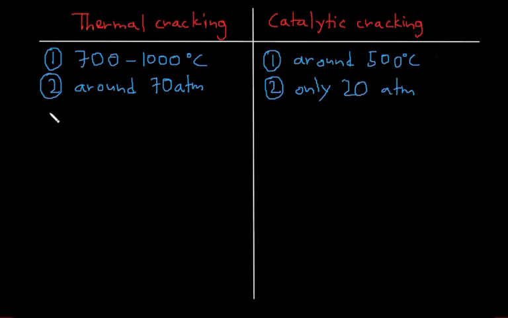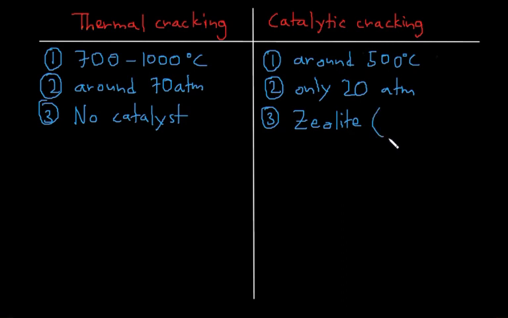Now, as you might have guessed, in thermal cracking, no catalyst is used. Whereas in catalytic cracking, we do use a catalyst. It's zeolite. It is a catalyst which usually contains aluminium oxide and some silica as well, SiO2.